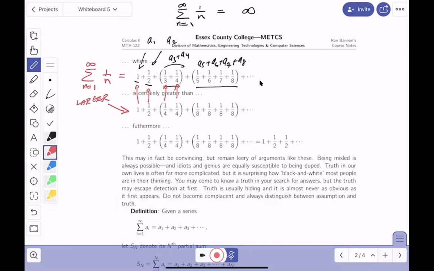I'm sorry, I got that backwards. I got the arrow in the wrong direction. I got to erase that. I'm going to say this. Whoops, sorry about that. This one is larger.